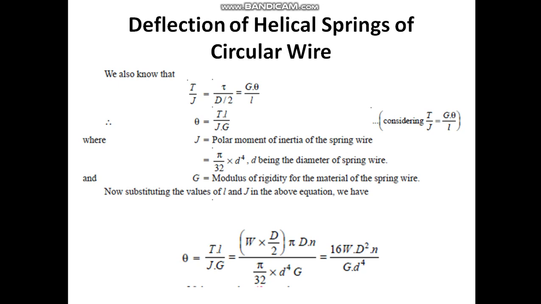So in theta equals TL upon GJ, you will put the values of T, that is load into radius, L is pi D n, J is pi by 32 d raised to power 4, and G, and the relation will be 16 W D square n upon G d^4. So this is your theta, and delta will be theta into D by 2. So the final relation for the delta is 8WC cube n by G d. So this is the relation you should remember for the numericals.